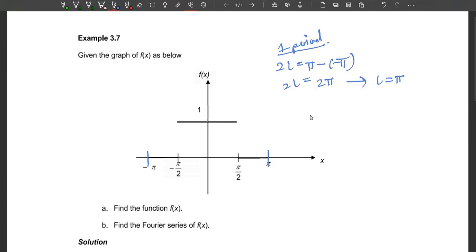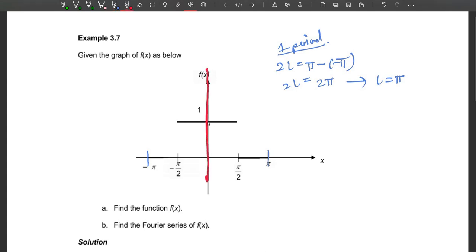So right now, we need to determine first whether it is an odd function, even function, or neither, to help us to solve this question. So for now, let's test it for even function. For an even function, we know that it needs to be symmetric at the y-axis.